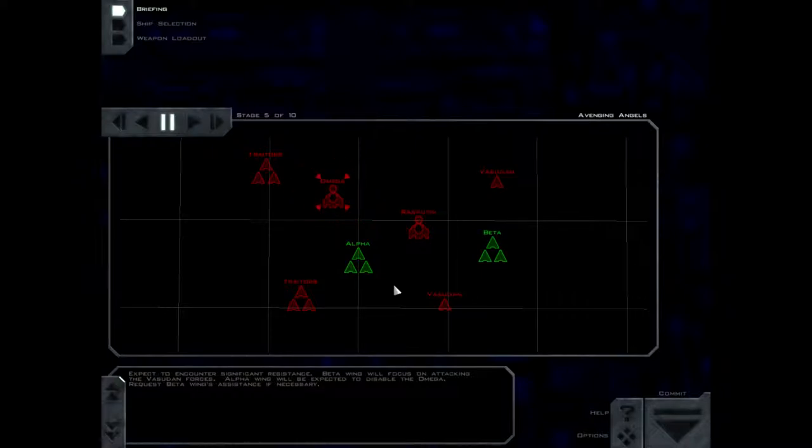Expect to encounter significant resistance. Beta Wing will focus on attacking the Vasudan forces. Alpha Wing will be expected to disable the Omega. Request Beta Wing's assistance if necessary.